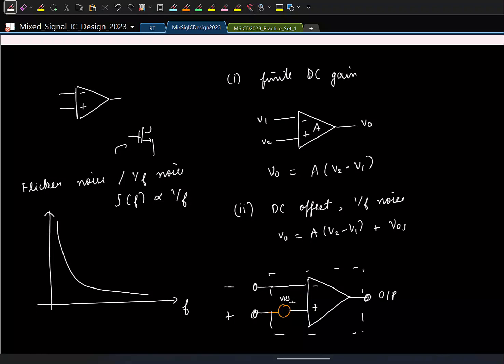Okay. So let's consider. Is it the MOSFET of the switch or the op amp? No, this is for the op amp. This is only for the op amp. Okay. So we'll consider each one and first understand what will happen because of this and see how to tackle it. So I'll start with DC offset.